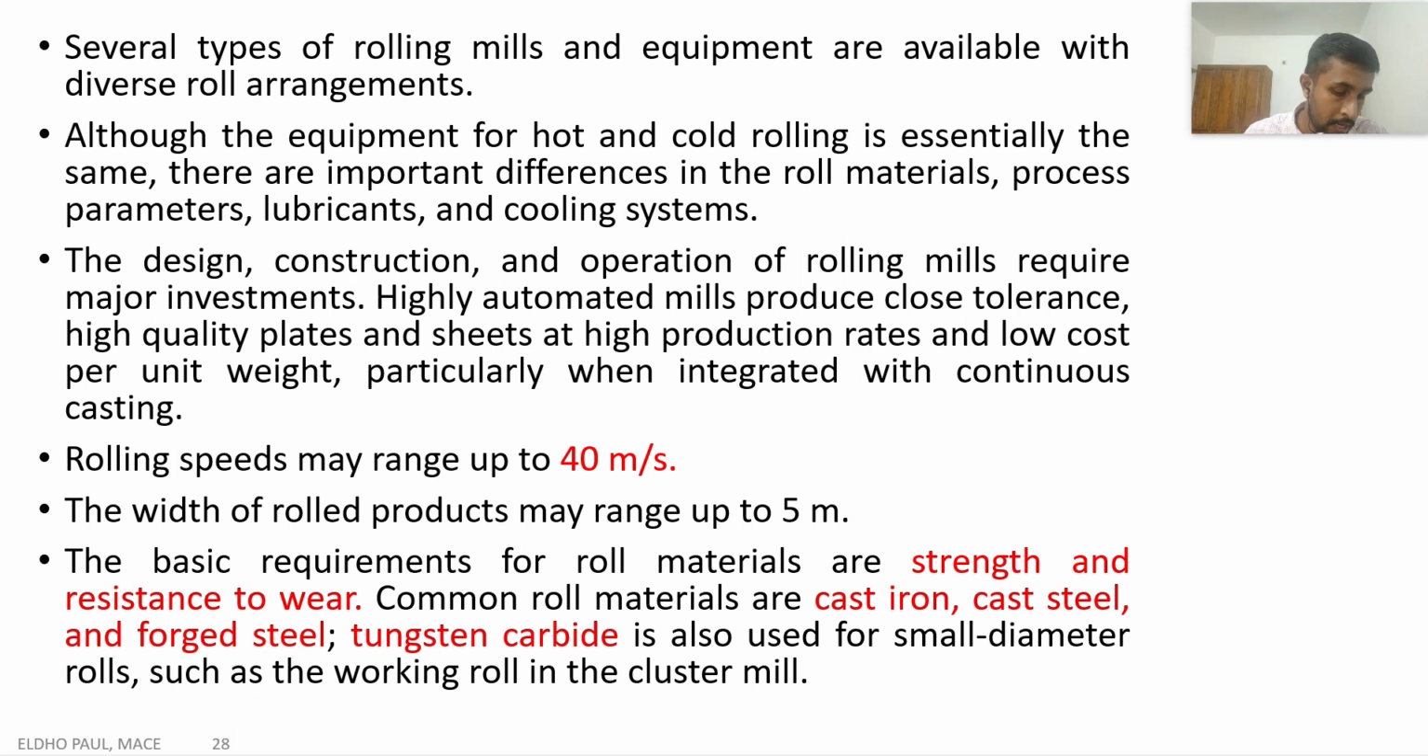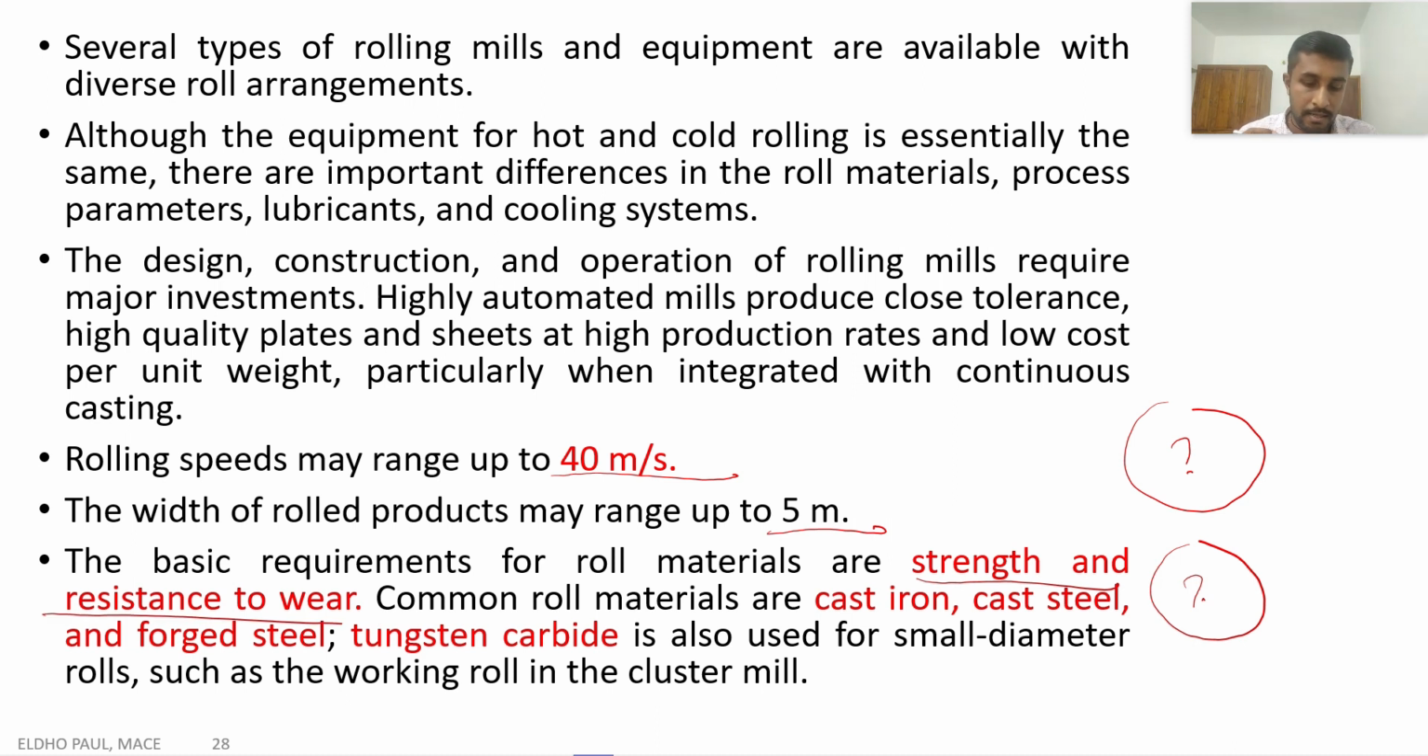Rolling speed is almost 40 meters per second, and the width of the rolled product is around 5 meters. What is the material used for making the rollers? It should have high strength and high wear resistance. For high strength and wear resistance, we can use cast steel, which is a tool material, cast iron, and forged steel. These have very good strength and wear resistance.